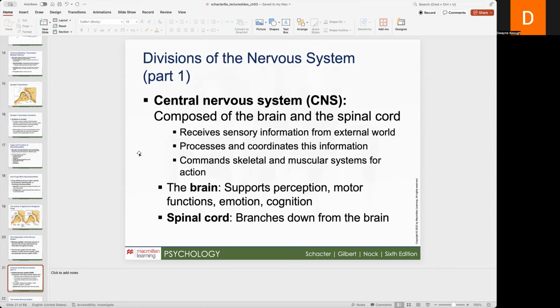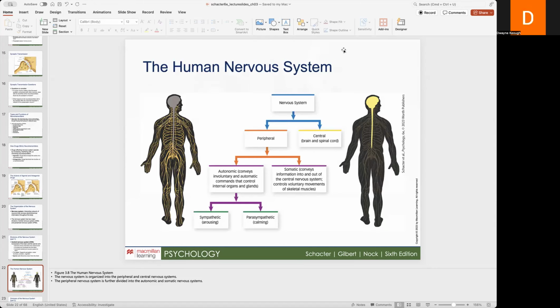You have to remember too, it's all about the information coming into the brain, going up to it, as well as coming away from it. So our nervous system, if we really break it up, the central nervous system becomes your brain and your spinal cord. And then the peripheral nervous system includes the autonomic and the somatic breakdown of these systems to help with our arousal, sympathetic or parasympathetic, calming effects of behavior that can occur. The autonomic nervous system really deals with the automatic, involuntary control of internal organs and glands, and the somatic, which contains information into and out of the central nervous system, controls our voluntary movements, our skeletal muscles.